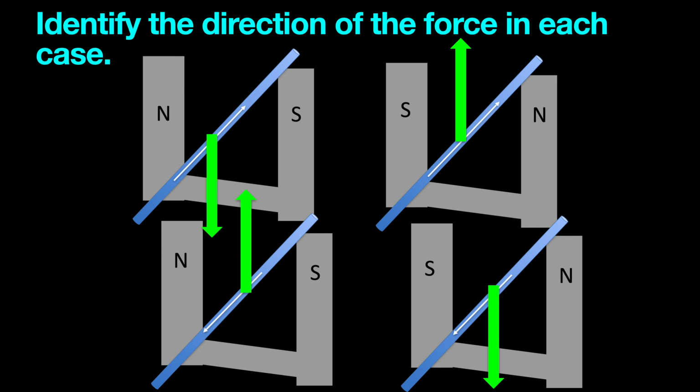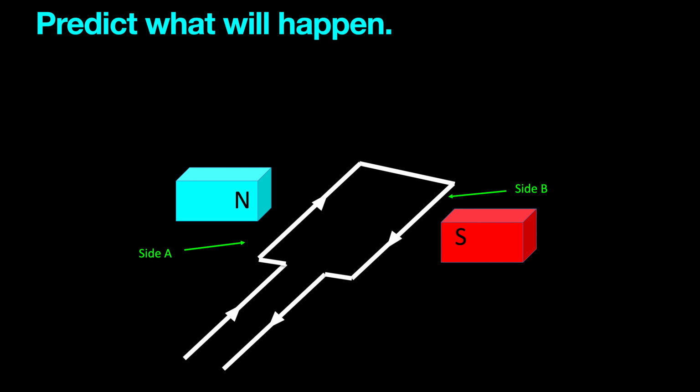Now, how does this relate to the motor effect? Here we have a coiled wire like we saw at the beginning of this lesson. So as we can see, current flow is in this direction on this side of the coil, and on this side, current flow is in this direction. Try and predict the direction of motion of this side of the wire as well as this side. Pause the video and see if you can figure it out.